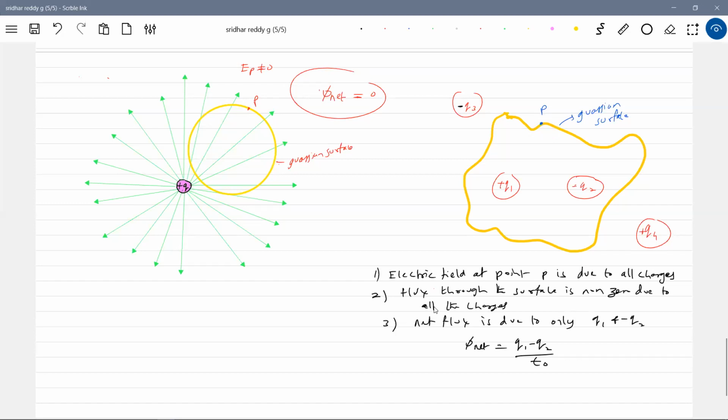Like we have already discussed previously. And now this Q3, I will move like this. The flux will not change, but the field strength at this point will change. But net flux will be Q1 minus Q2 only. Getting the idea?